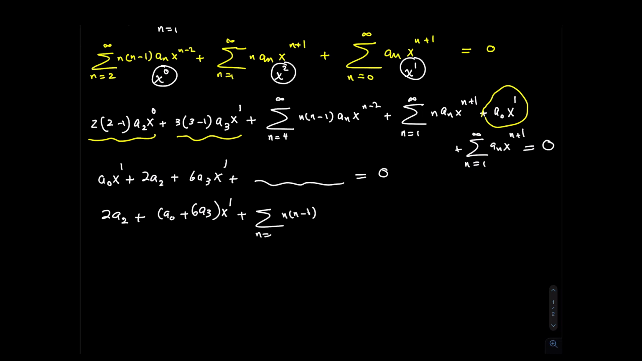1, and goes from 4 to infinity, an x to the n minus 2 plus n x to the n plus 1 plus an x to the n plus 1 equal to 0, as the n goes from 1 to infinity, and this one is also n goes from 1 to infinity. So that's what I've got so far. Let you sort this out for a second.